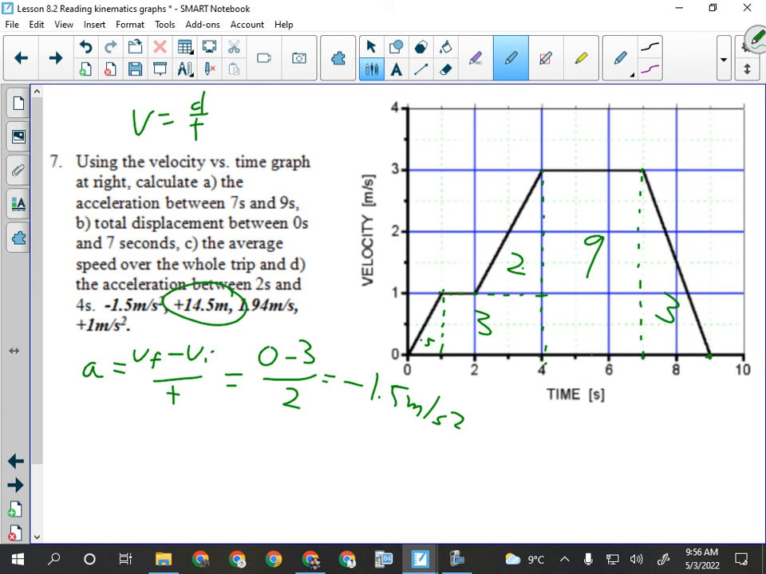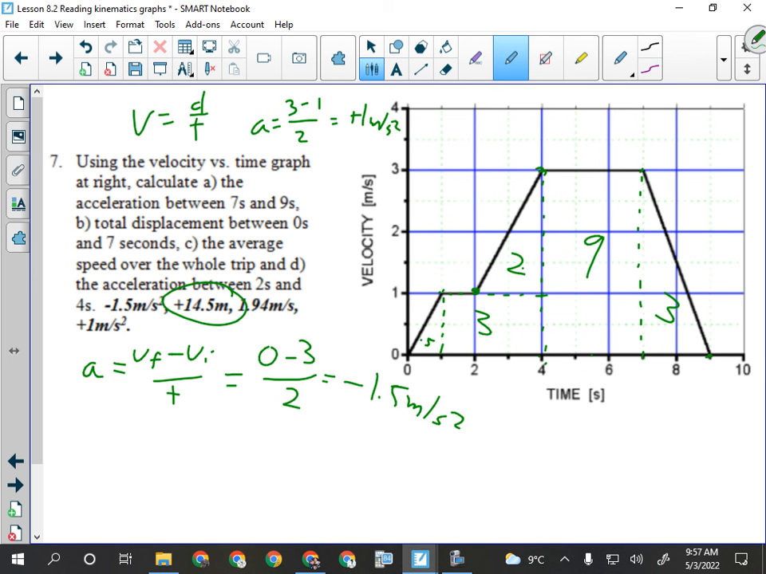And then the last thing, the acceleration between 2 seconds and 4 seconds. That's this part right here. Again, acceleration is VF, 3, minus VI, which is 1, and that takes 2 seconds, which is why we get positive 1 meter per second squared. Questions on any of that?